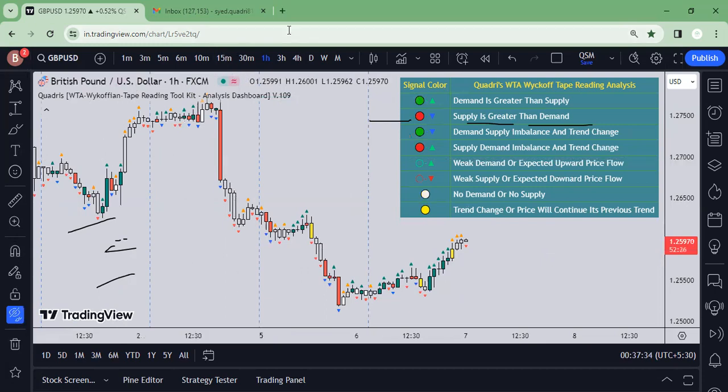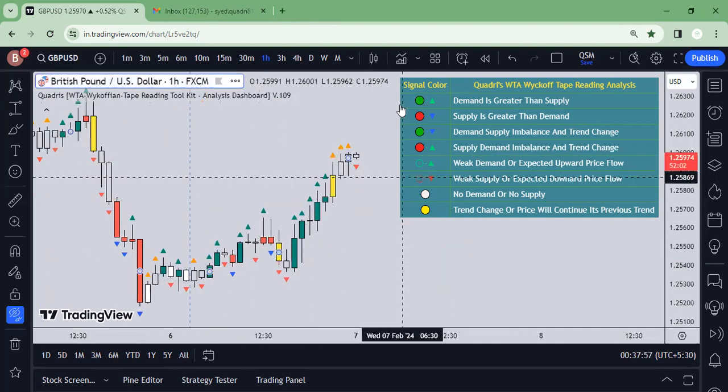Okay. So you will see red bar, blue triangle, red bar, blue triangle, red candle, blue triangle, red candle, blue triangle. So whenever there is a red candle with a blue triangle underneath, pointing downwards, it means supply is greater than demand.